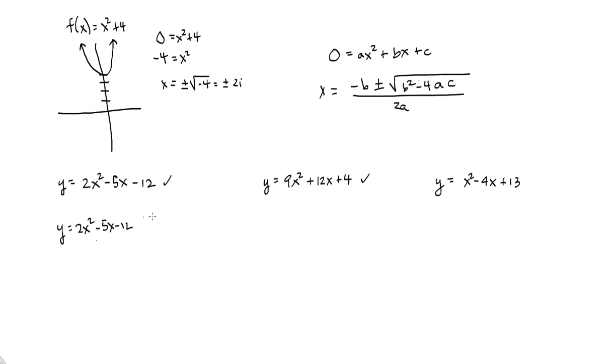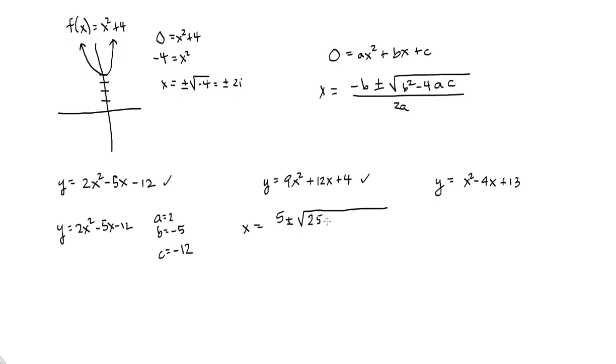So for this function, a is 2, b is negative 5, c is negative 12. Let's plug in our values. x equals negative b, negative 5 is 5, plus or minus the square root of b squared, which would be 25, negative 5 squared. Let me erase that so that's clearer.